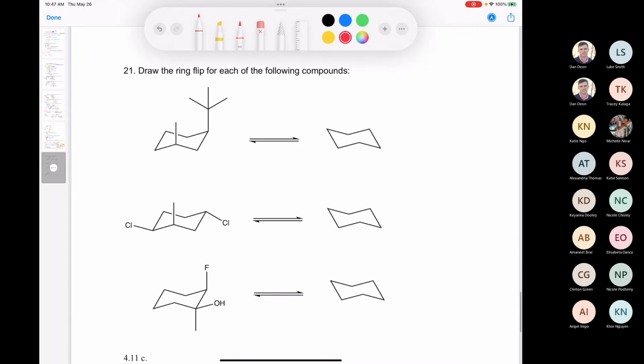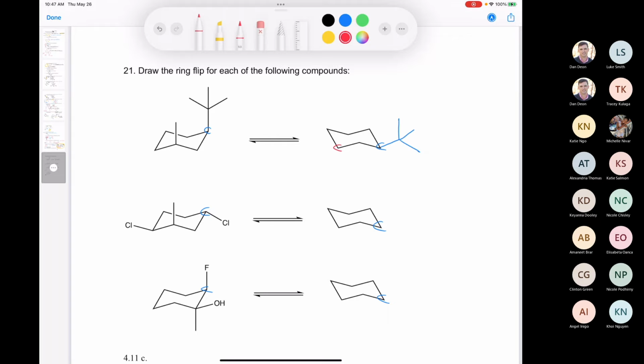Second to last question just says draw the ring flip of these compounds. So we're going to use the same old rule, where if this carbon in blue is up and to the right, then it's going to be pointing down and to the right. So up and to the right, down and to the right, up and to the right, down and to the right. So in the first one, we go 1, 2, 3. We're going clockwise. If this tert-butyl group is up and axial, that means it's still going to be up, but now it's going to be up and equatorial.